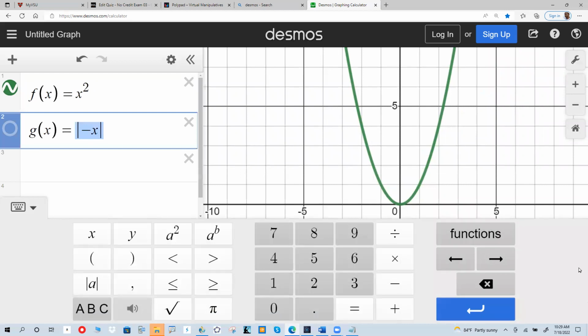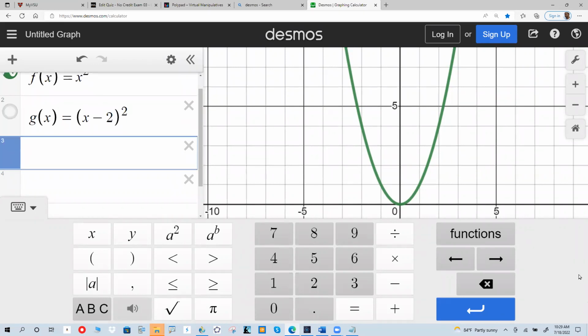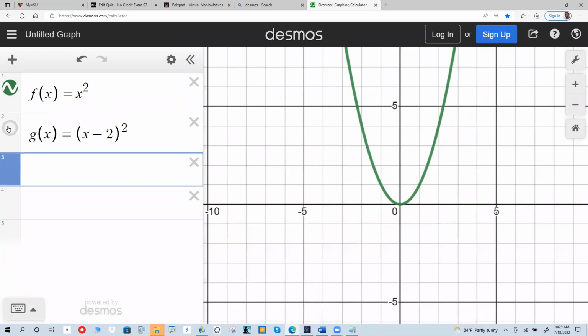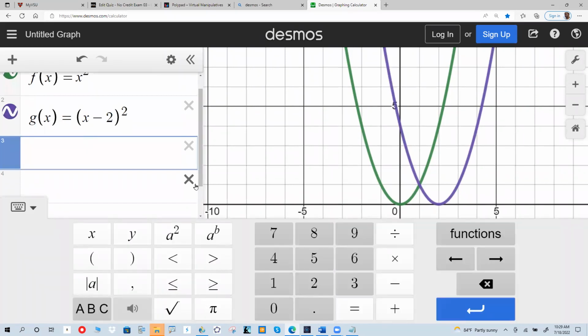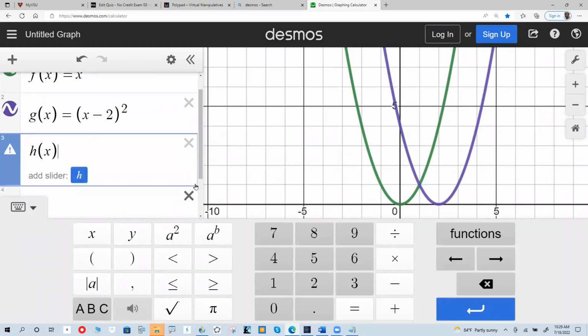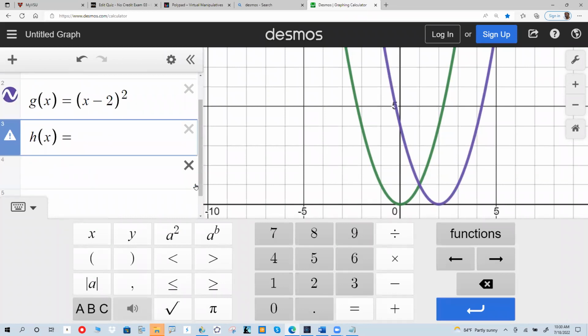And then I'm going to do this one. I'm going to replace x with x minus 2. And we know it's going to be a 2-unit shift to the right. And that's exactly what's happening. Okay, the purple one is 2 units to the right. Now I'm going to take the purple one. Okay, I'm going to do another one. h of x is the previous function.